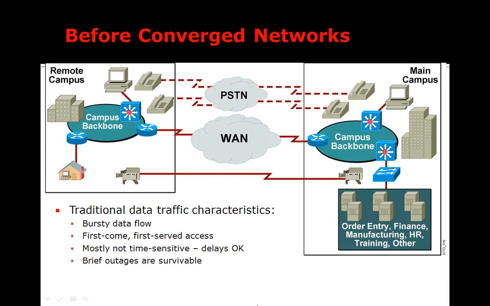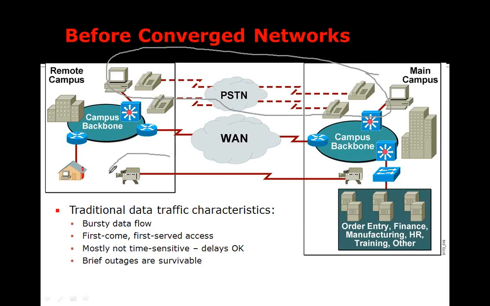So before converged networks, everybody always wants to know, why is this important? My network has always functioned fine, I haven't had any issues with it, so why all of a sudden the excitement about QoS? Well, in the past, when we didn't have converged networks, our voice and our telephones sat on a completely separate network, and the phones never really talked to anything else on our network.